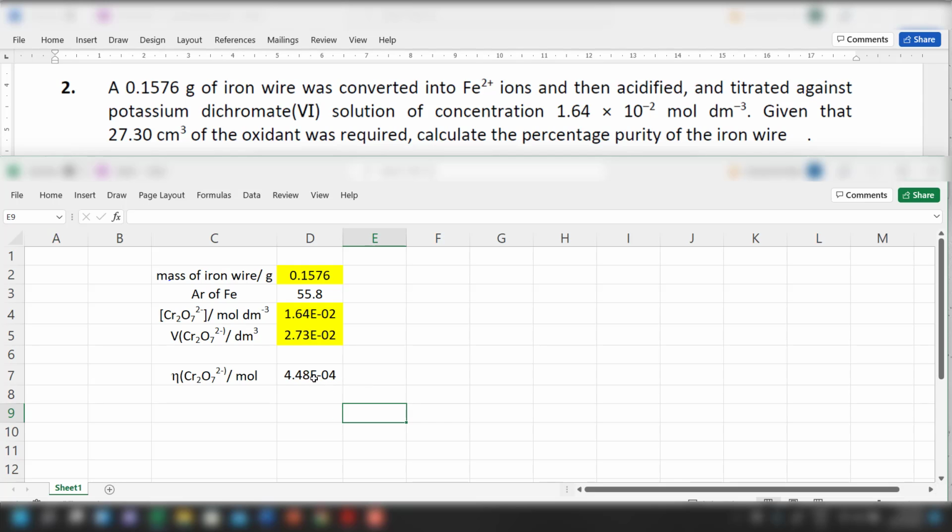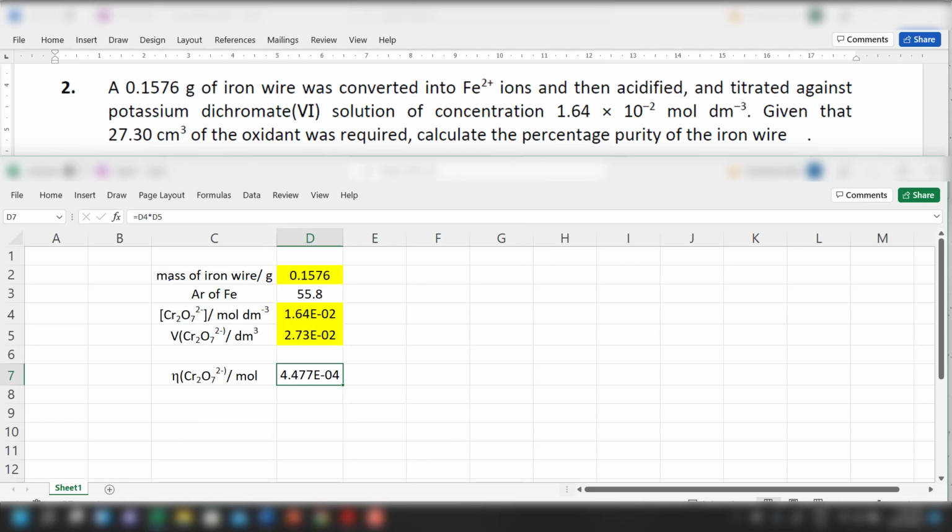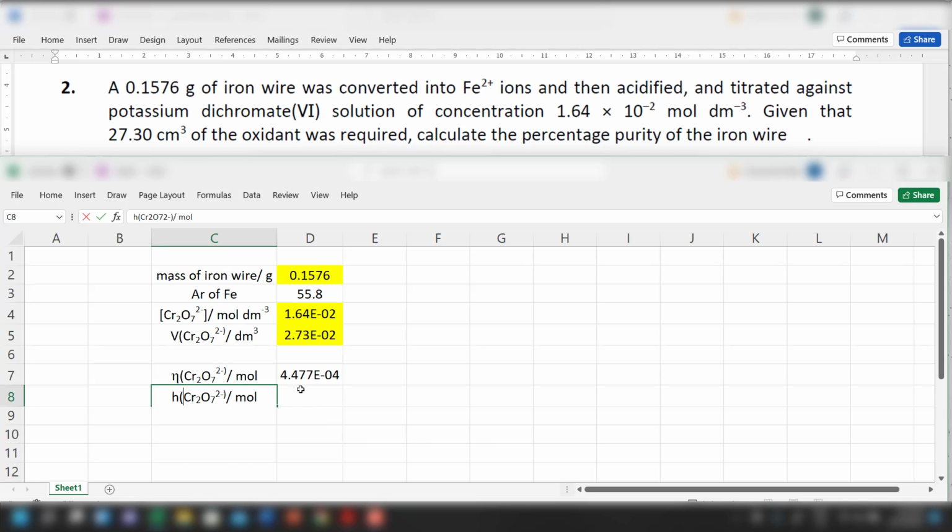As what you have learned from your usual tutorials, for intermediate steps we usually keep it to 4 SF. So we just incorporate one more SF over here. And then this is the number. Then after that, I'm going to determine the number of moles of iron 2 plus, Fe2+.